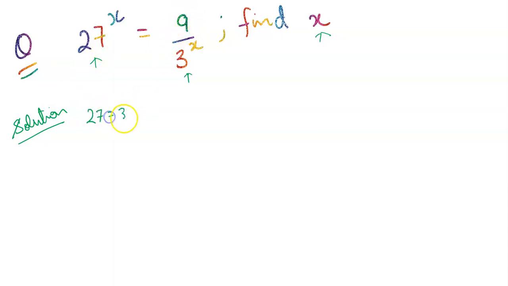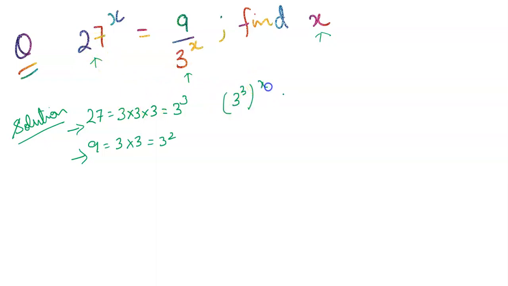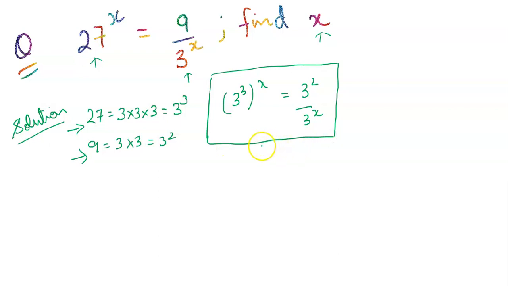I can write this as 3 into 3 into 3, which is equal to 3 raised to the power 3. Very simple. 9 I can write as 3 square, which is 3 into 3, which is 3 square. Alright, so now I will make the base same. So 27 raised to the power x, I will write 3 raised to the power 3 bracket x, which is equal to 3 square upon 3 raised to the power x. I hope you have understood this, student. This is important, because until and unless we make the base same, we cannot solve for the powers.